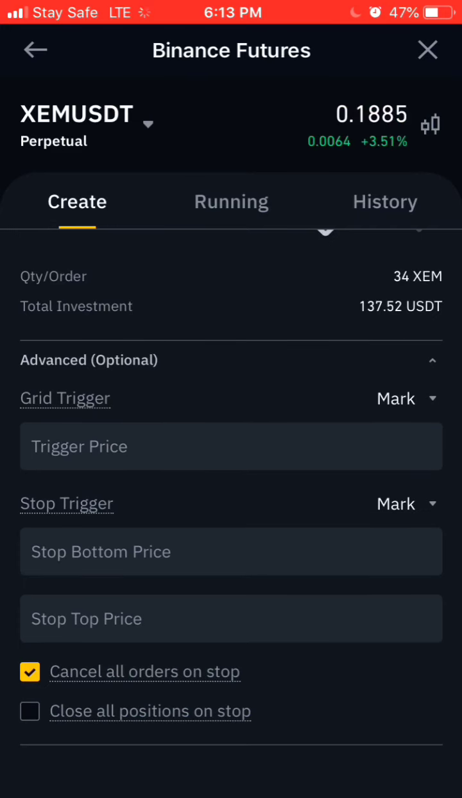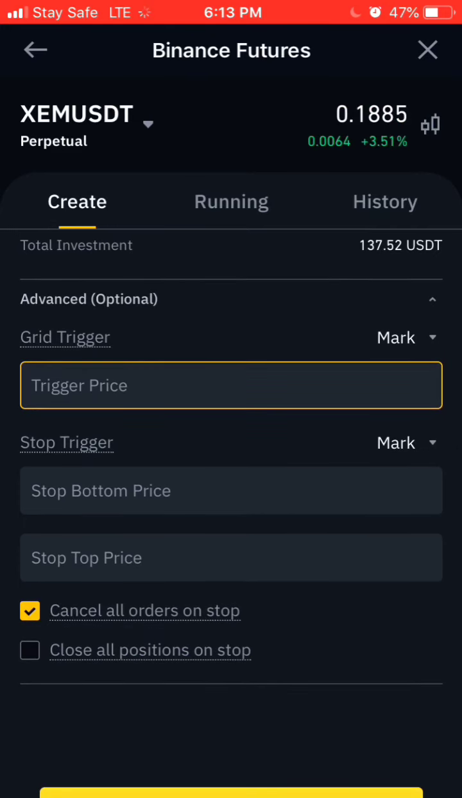Here you can set up a trigger price as well as a stop loss and take profit price. The trigger price is an order for your bot to start only when the specified price point has been reached. So if the current price is above the trigger price, the bot would only execute when the current price of the asset comes to the trigger price.